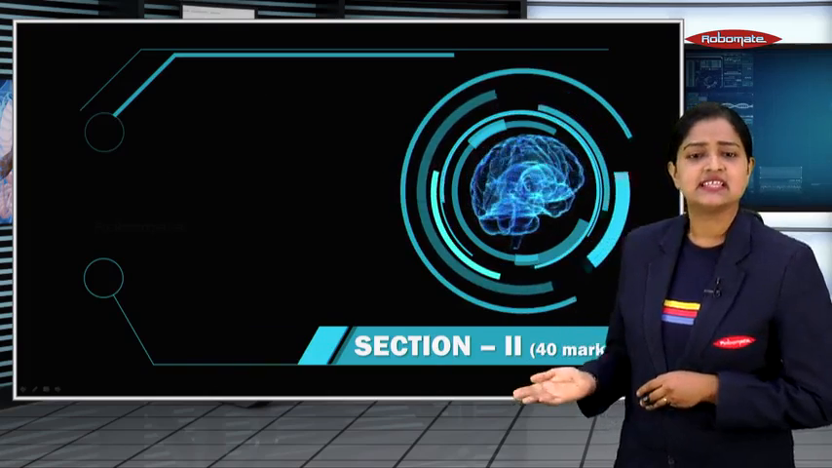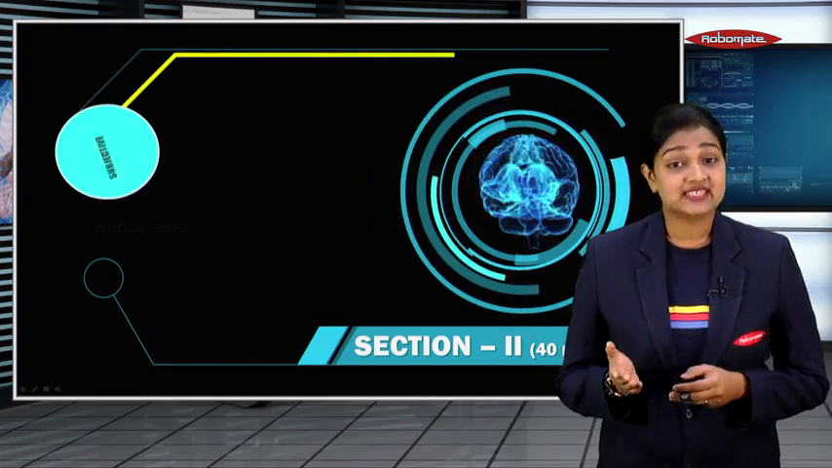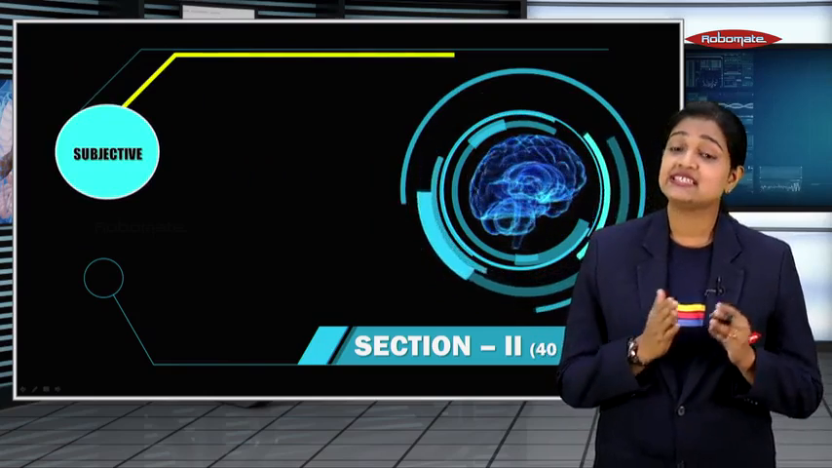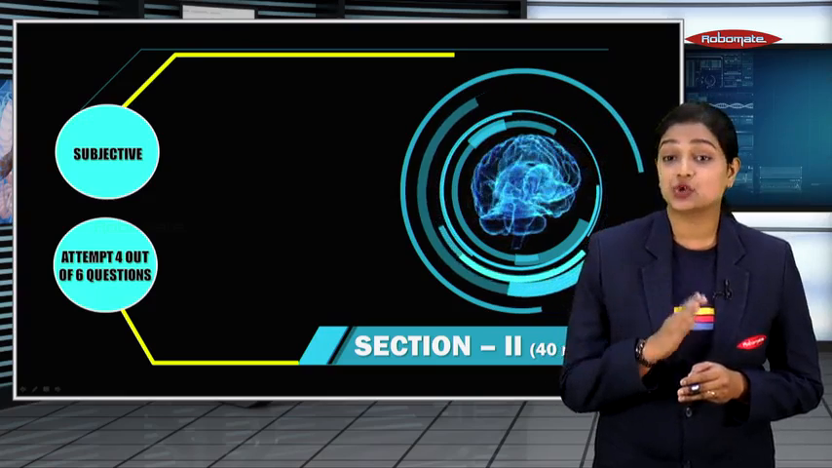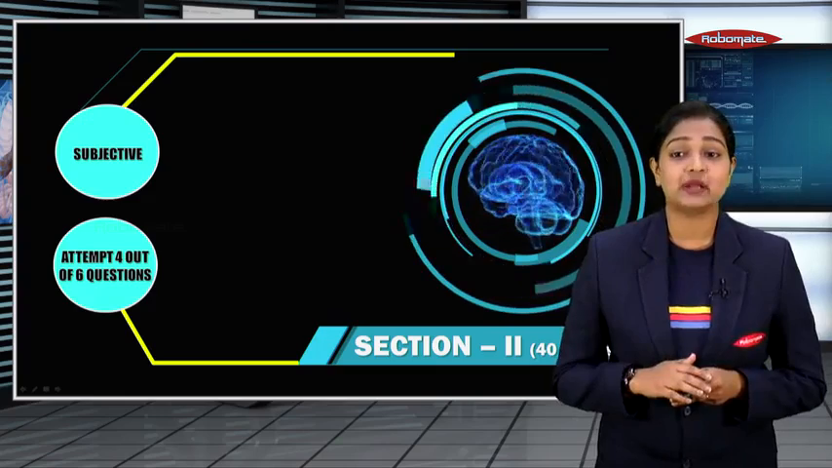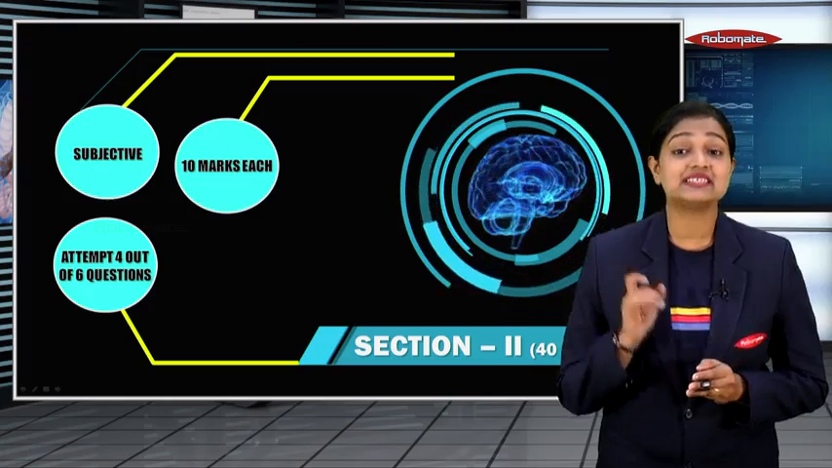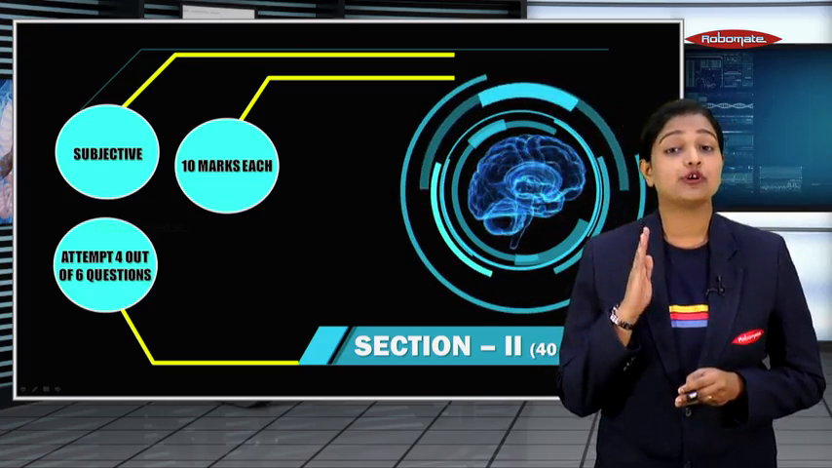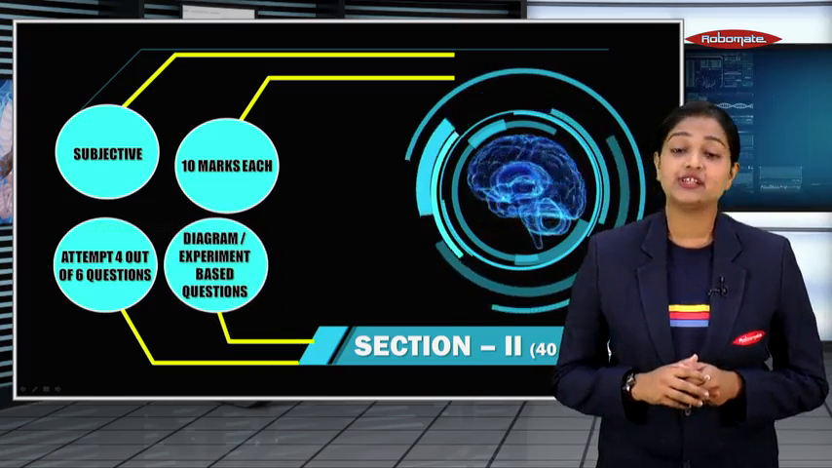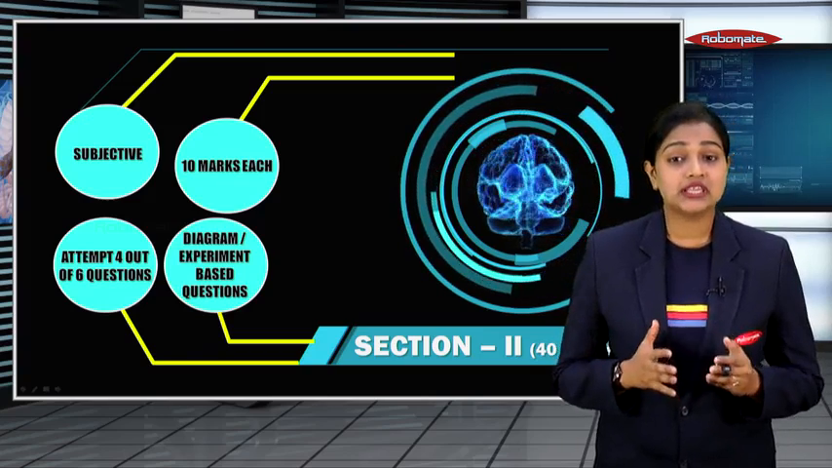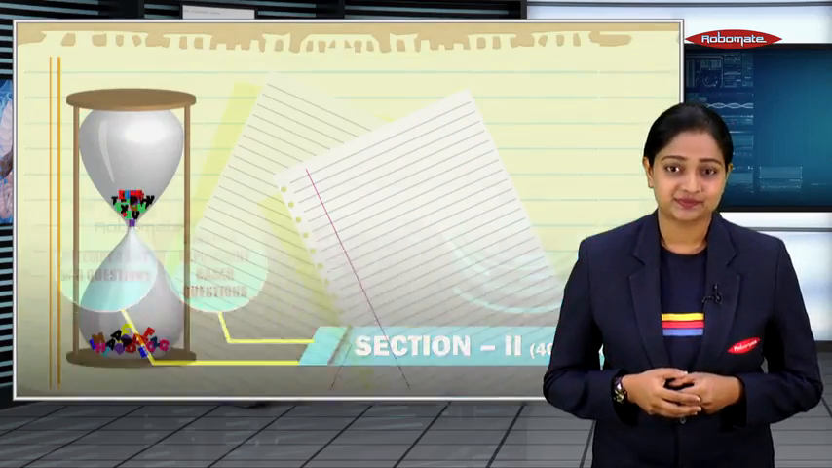Students, now let us discuss section 2 of the paper, which also comprises 40 marks. As section 1 was objective, students, section 2 will be subjective. In section 2, there will be a total of 6 questions, out of which you have to attempt any 4 questions. Section 2 questions carry 10 marks each. That means out of 6, you have to attempt 4 questions which carry 10 marks each. And students, in section 2, mostly the questions are diagram based questions or experiment based questions.